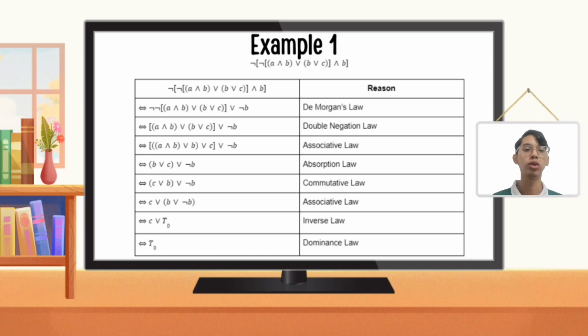And then we want to change the parenthesis to the B union not B, by using associative law. Next step, as we can refer to the law of logic, B union not B is equal to T. Then for this step, we use inverse law and we will get C union T. For the last step, C union T is equal to T by using dominance law. So for the last answer, not A intersect B union C intersect B is equivalent to T.